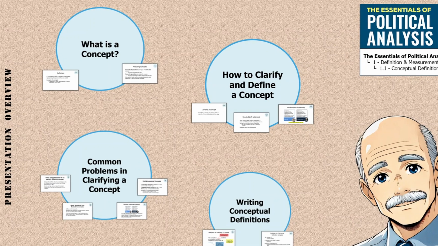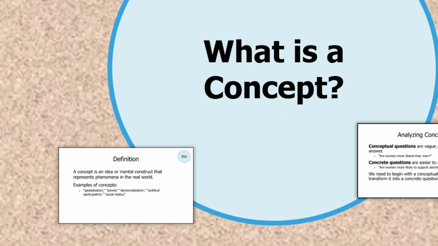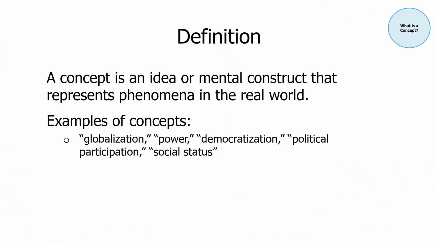Concept. What is a concept? A concept is an idea or mental construct that represents phenomena in the real world. When you use a concept or a conceptual word like democratization or power or ideology or liberalism, you have in mind a concrete attribute that you're thinking about, but you're not necessarily clarifying. That's the challenge in this chapter: to take conceptual words or conceptual questions that are vague and difficult to answer and substitute those, if you will, with concrete questions that represent conceptual questions.